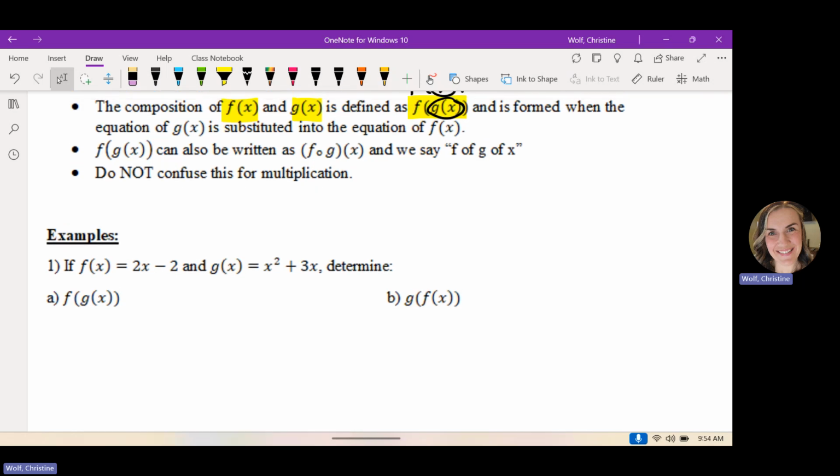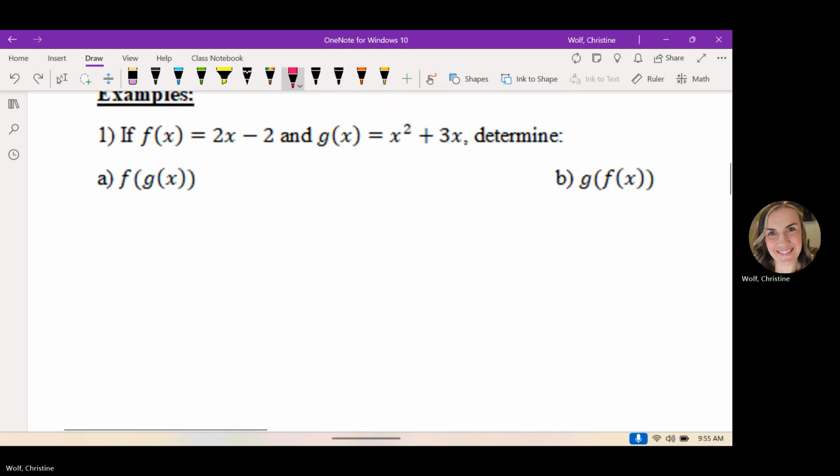Another way we can sometimes write it is like this with this little circle. Okay, that little circle means of. So if we see that, that would mean f of g of x. Don't confuse this for a multiplication symbol. If it's an open circle, it means composition. Okay? Okay, let's just get into it.